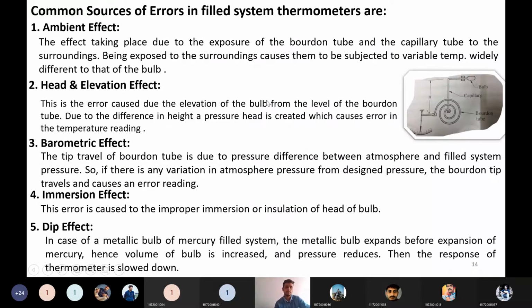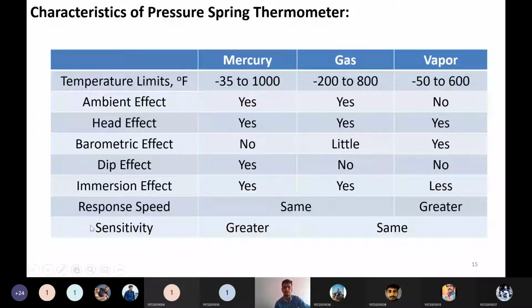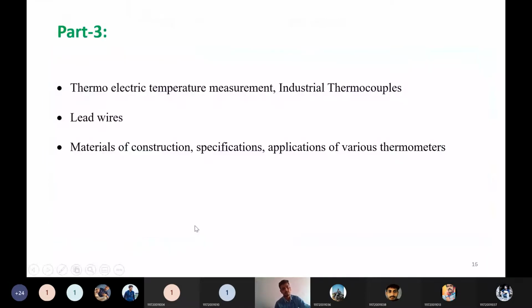Then various common effects. As in yesterday's class, we have seen common sources of errors in the filled system thermometers. So what are the 5 different errors which may be induced during the operation as well as the installation of that particular instrument, we have seen. Then various characteristics of the thermometers, mercury, gas or vapor filled. What are the effects? What are their sensitivity? Everything we have discussed in detail.